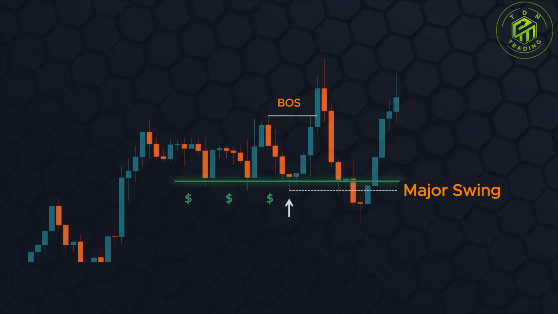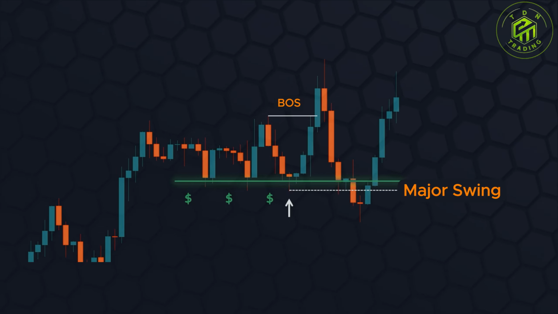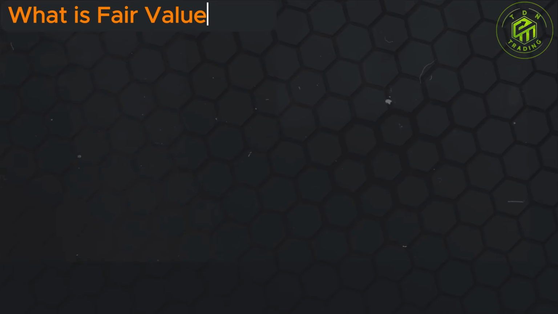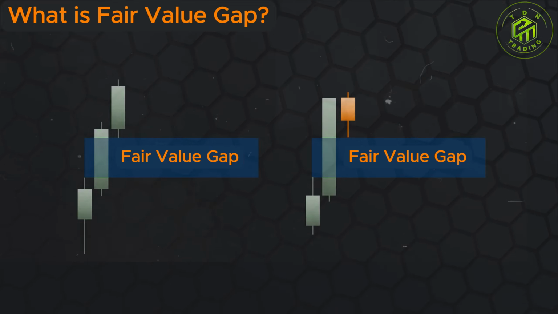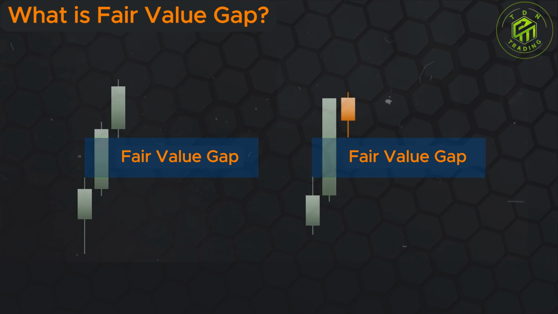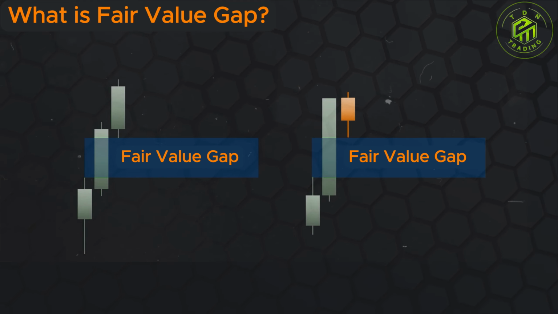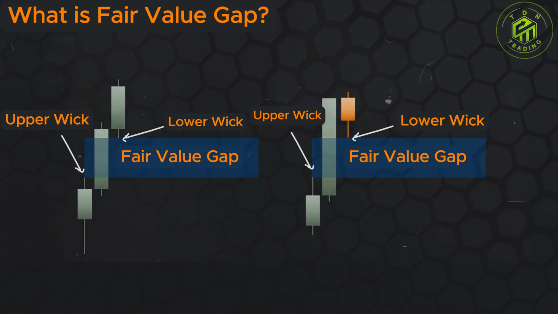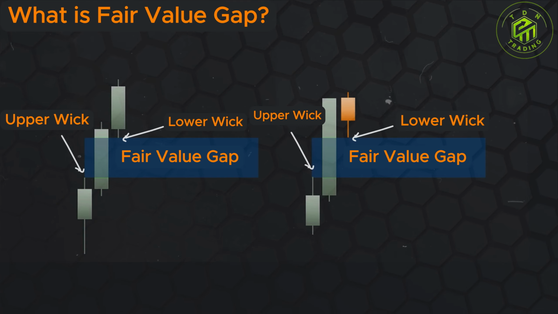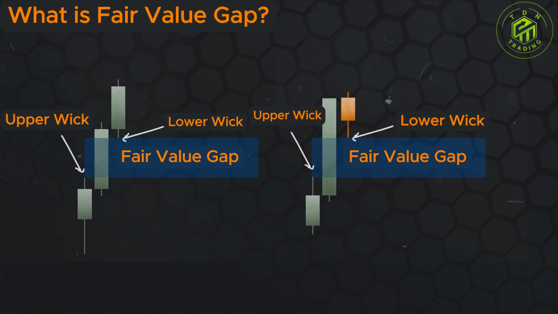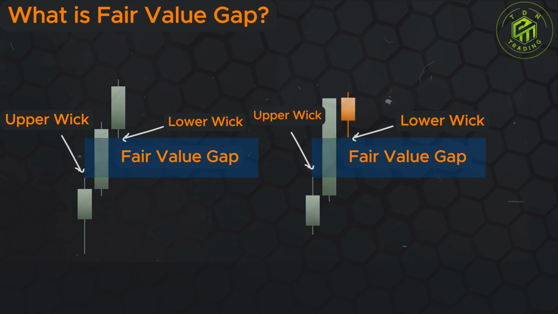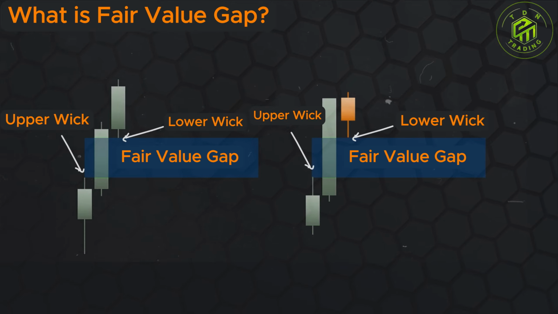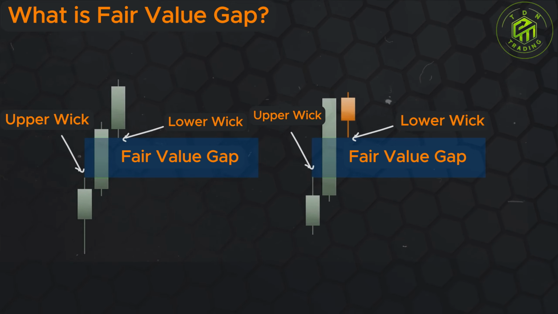There is actually another concept that can violate the change of character, which is the mitigation of fair value gaps. Now, we all know that a fair value gap refers to the space between the wicks of 3 consecutive candles on a price chart. Regardless of the candle's color, when the upper wick of the first candle does not overlap with the lower wick of the third candle, we mark this area as the fair value gap. If you are a smart money trader, identifying the fair value gap should be one of the first things you do when you open the trading chart.